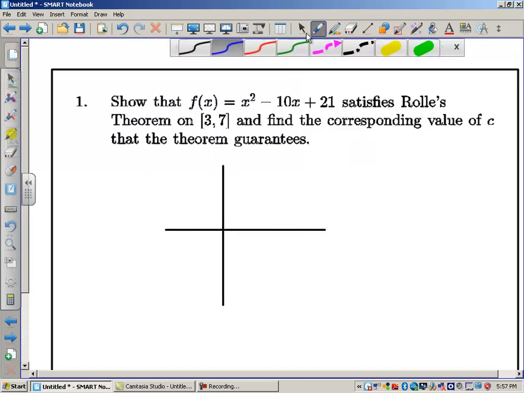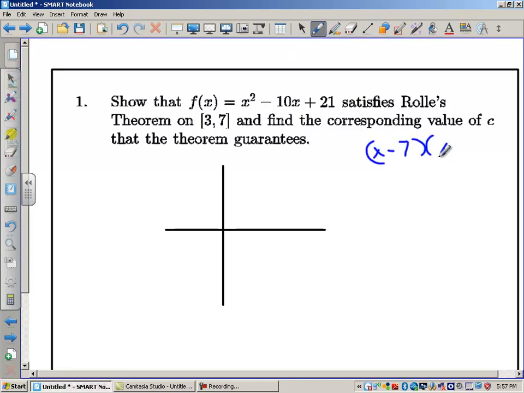That factors into x minus 7 times x minus 3, and so at 3 and at 7, we have roots. And it's a quadratic. You know what a quadratic looks like. And we've got a y-intercept of 21. So it's this little whoa, sorry. Let's erase that.